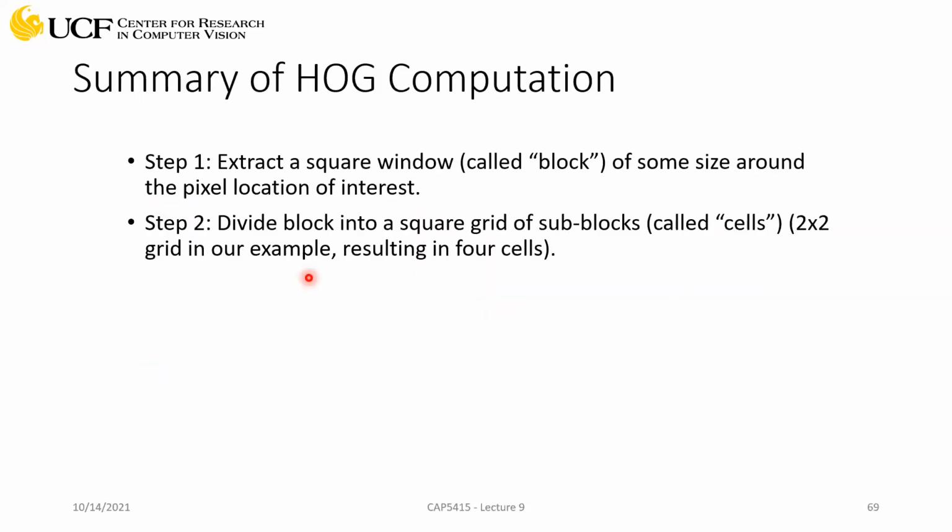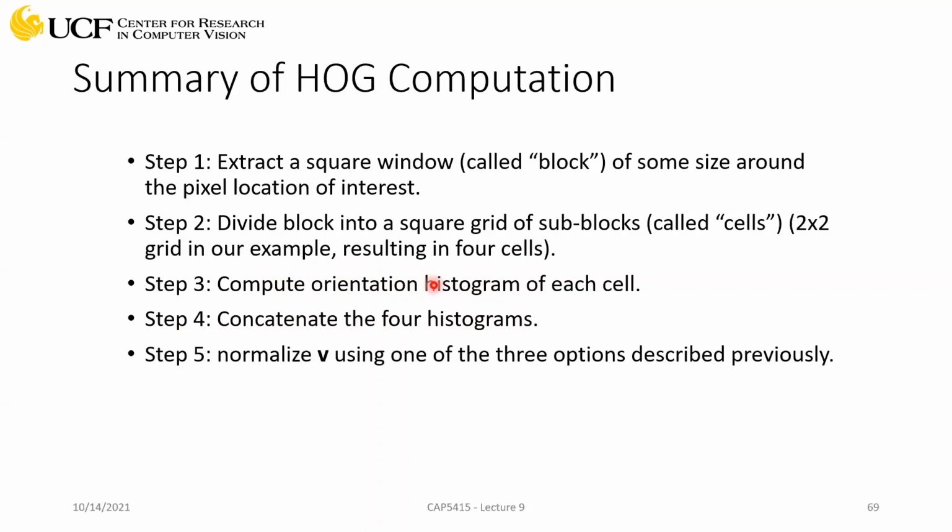Just to summarize, you need a block which you place over a pixel location, and then you divide that block into sub-blocks. These are called cells. Then you compute the orientation histogram. This is, I think, the most critical step. Once you have that, it's just concatenation and normalization. So these are the only 5 steps in computing HOG.